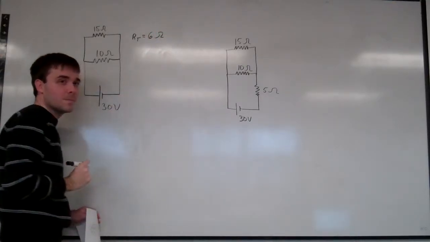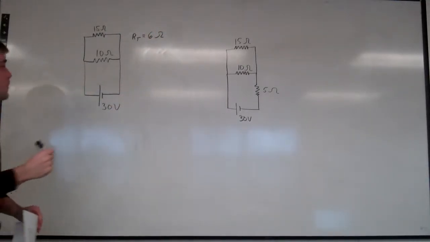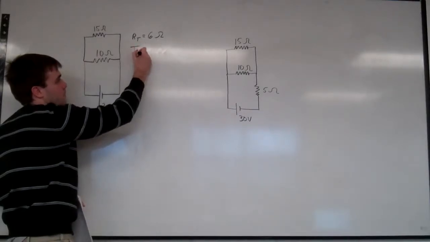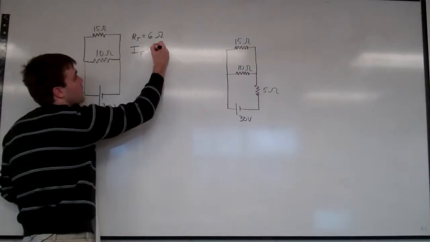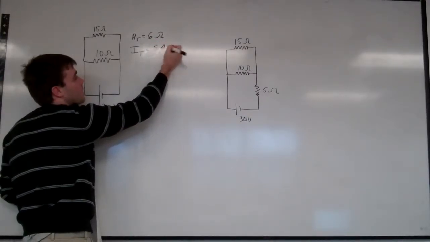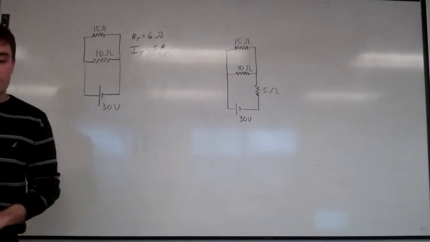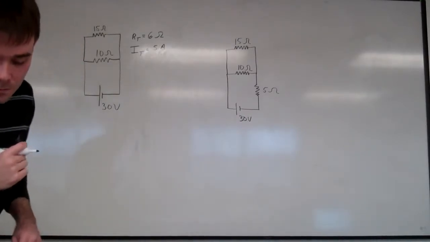Yep. We did it. Alright, 6 ohms. How do we get the total current? V equals IR. 5. Yeah, it was wrong. So current's 5 amps.